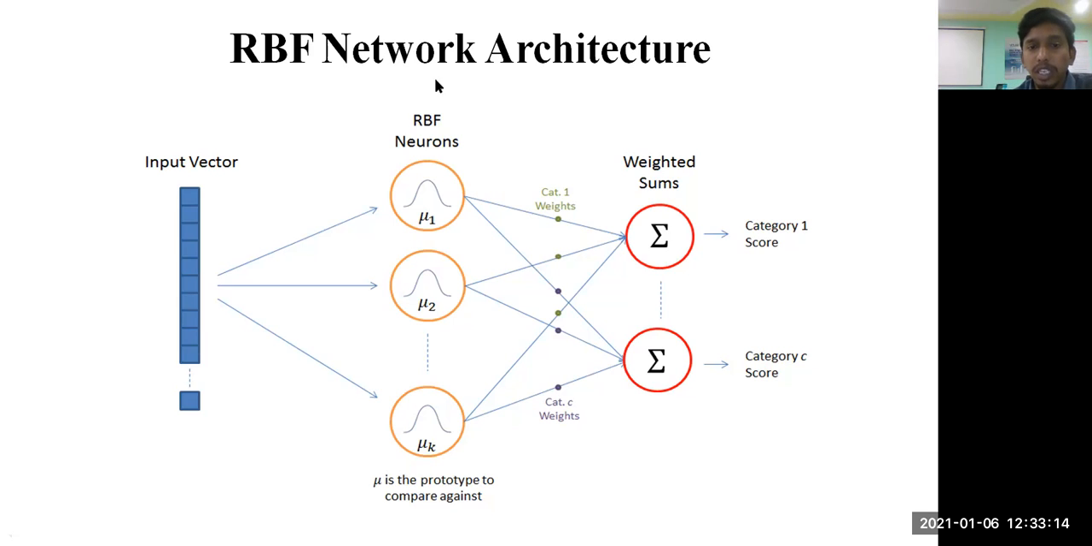Here you can see there is nothing like hidden layers. You will have RBF neurons which will be used as prototypes to compute the score. Once the score is obtained, you will have some weights, and those weights will be given as the categories here. You can see category 1 weights indicated in green color. Likewise, if you have many categories, they are indicated with different colors. Finally they will be calculated as weighted sums, and you'll have category-wise scores which will be used for decision making.